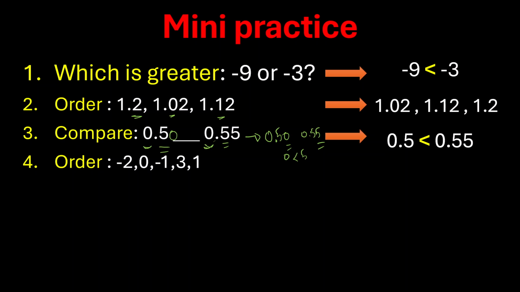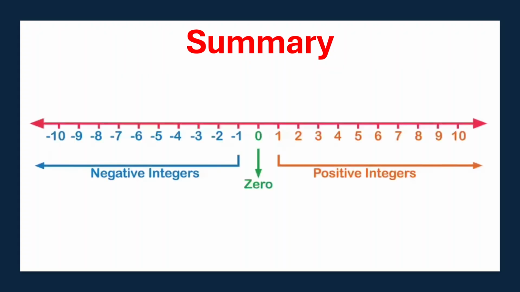Now for question 4, order the numbers. So first of all, think of the number line. The first number, the smaller one, is -2, then smaller than -1, then 0, then 1, then 3. Okay, so if we use the number line, we get this result. Okay, that's easy, right?